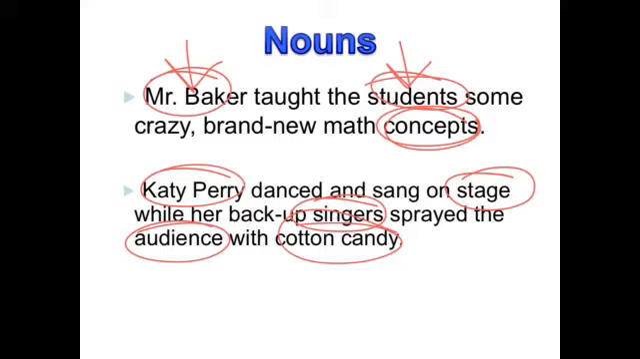Which one of these is going to be the subject that does all the action? Katy Perry. And then which one's going to be your object? I'm going to go the audience is having something done to it because she's on a stage, preposition, and then while. So anyway, we'll stick with those two. Nicely done. That is a lot of circling.